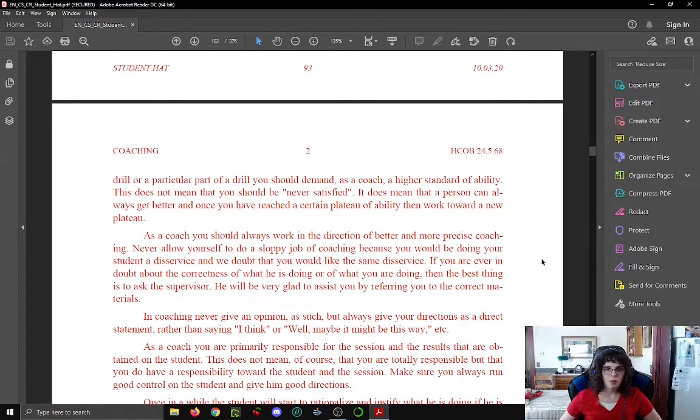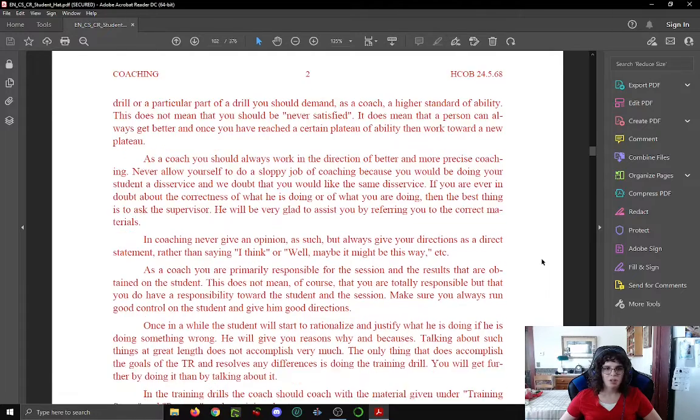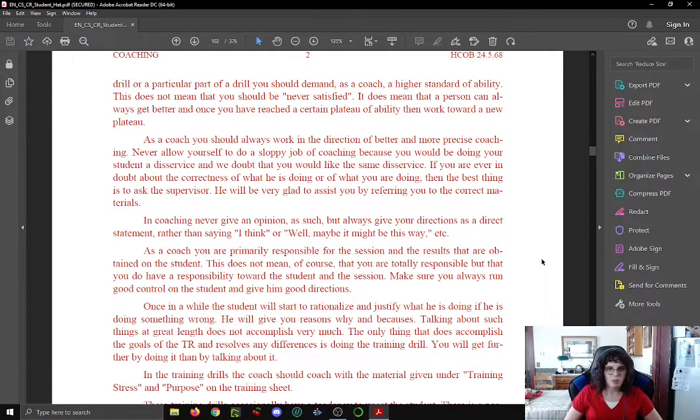As a coach, you should always work in the direction of better and more precise coaching. Never allow yourself to do a sloppy job of coaching, because you would be doing your student a disservice, and we doubt that you would like the same disservice. If you're ever in doubt about the correctness of what he's doing or of what you're doing, then the best thing is to ask the supervisor. He'll be very glad to assist you by referring you to the correct materials.